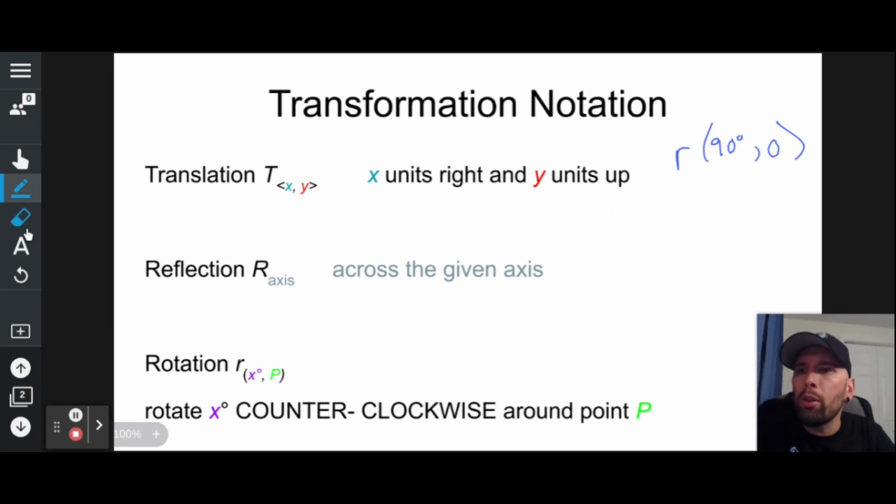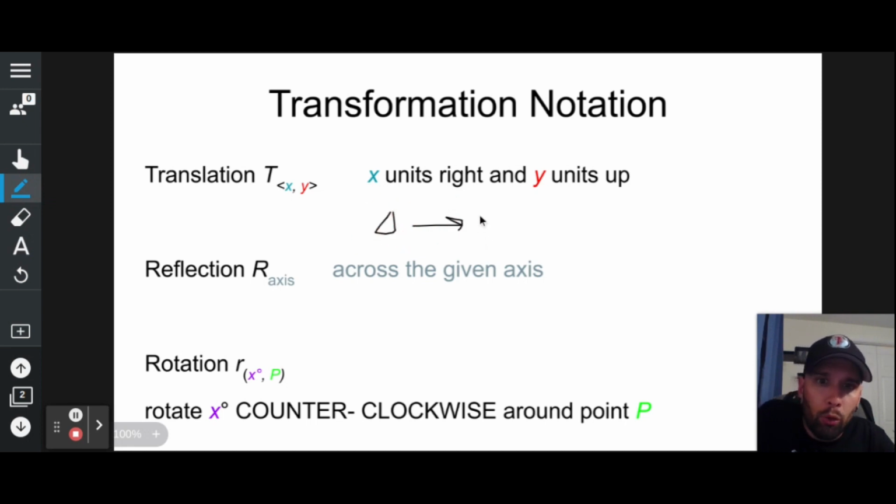Okay? So there's 3 types of transformations that we see primarily in geometry. And the first one is a translation. A translation is a simple movement. All right, this guy goes from here to here. So that shape goes from there to there. Maybe it goes up, maybe it goes down, but the shape shouldn't change size.